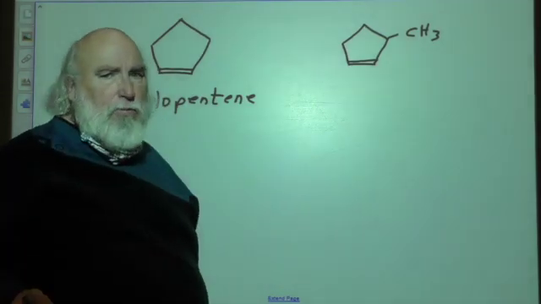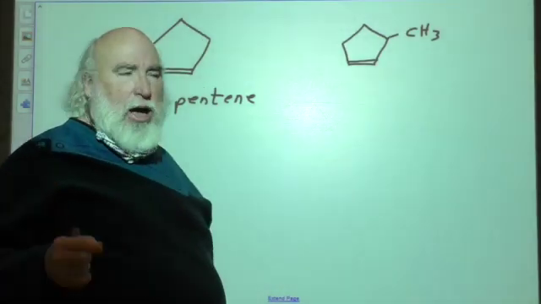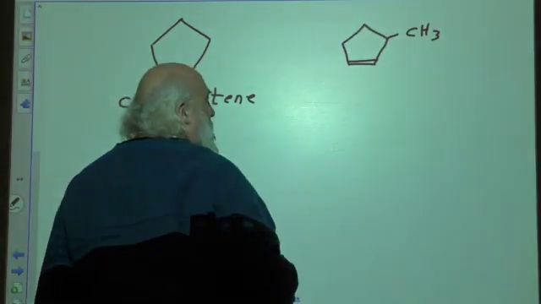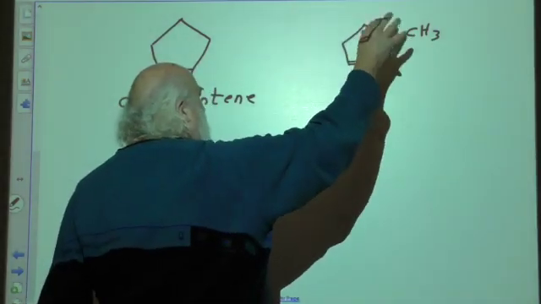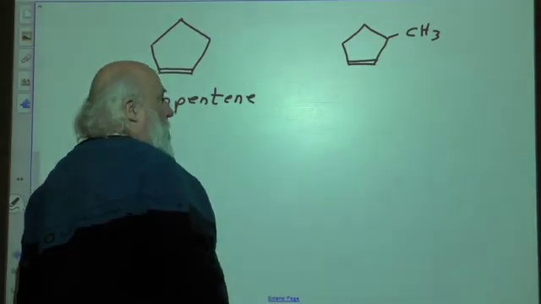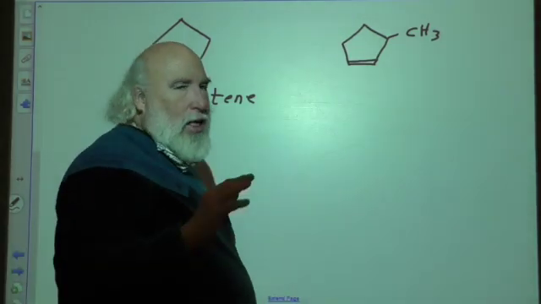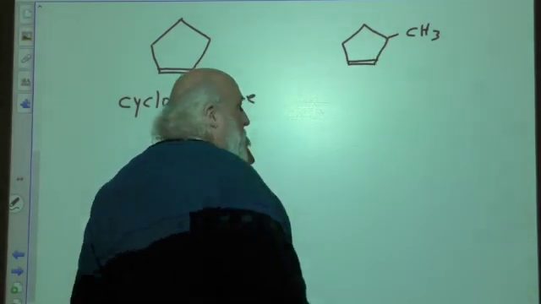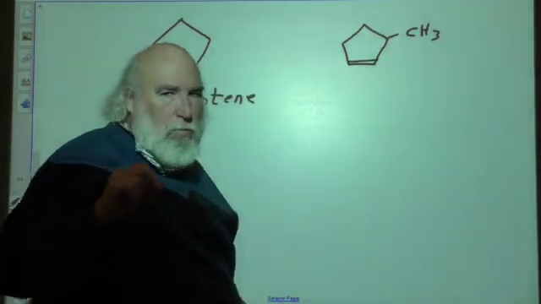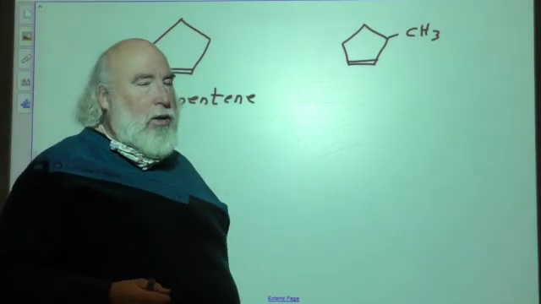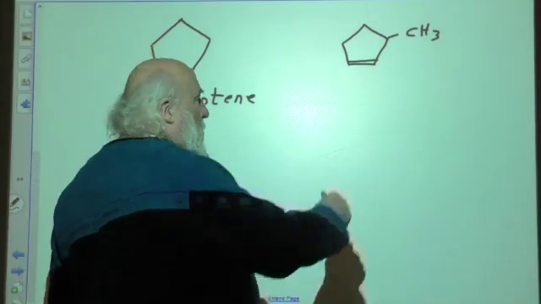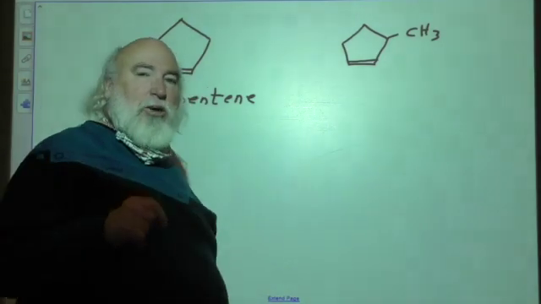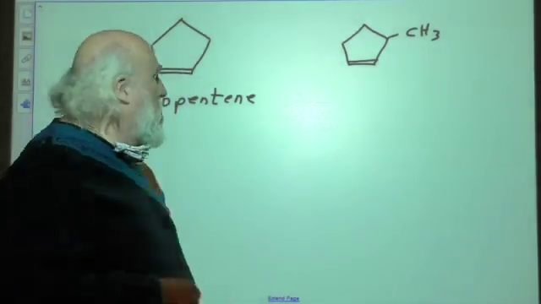Then the methyl group forces the direction that will give the lowest possible number. So if we go 1, 2, 3, 4, 5, this would be 5-methylcyclopentene. Or if we go this direction here, 1, 2, 3, and remember 1 and 2 must be included in the double bond. And this becomes 3-methylcyclopentene. And that's going to be the preferred number because 3 is smaller than 5.